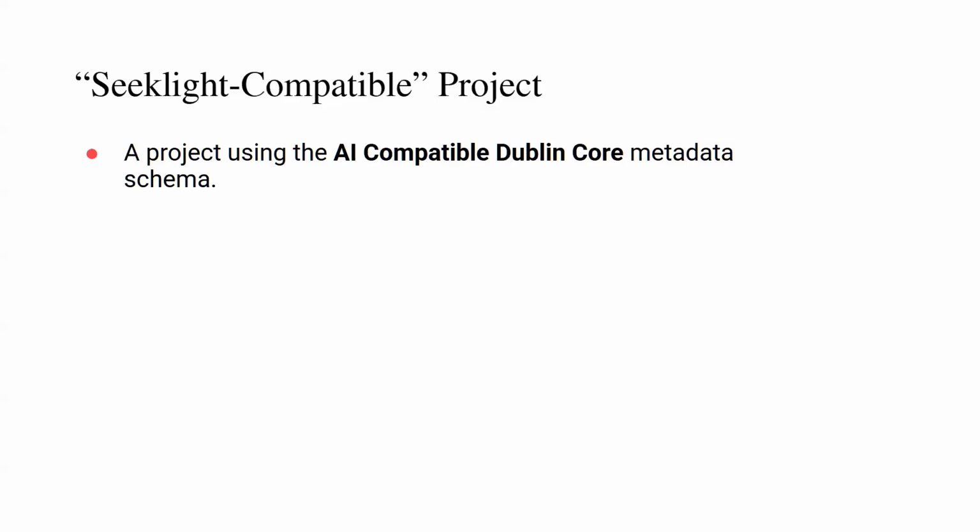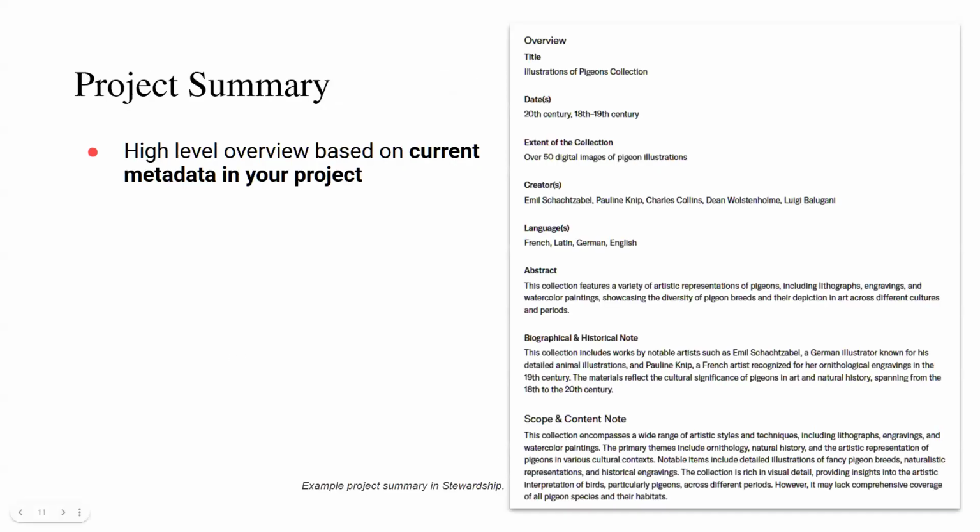So when thinking about how you want to organize your projects, you can also take Seeklight's project summary feature into account. The project summary is a high-level overview based on the current metadata in your project. It uses only the metadata in your project, so it's not doing a web search or anything like that to create it. So I'm going to show you how this looks.